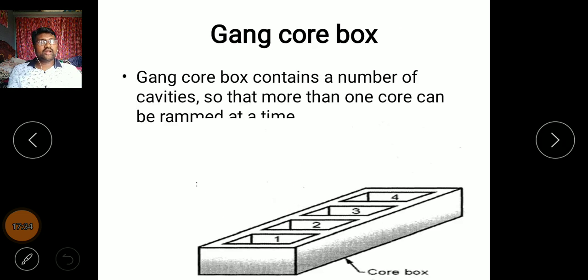Next, coming to gang core box. Gang core box contains a number of cavities so that more than one core can be rammed at one time. As we discussed in previous cases, only one core we get at one time. But in case of gang core, we get a number of cores in a single process.